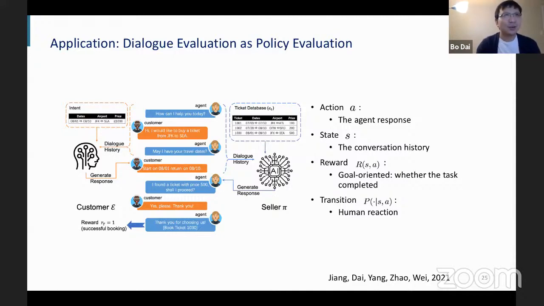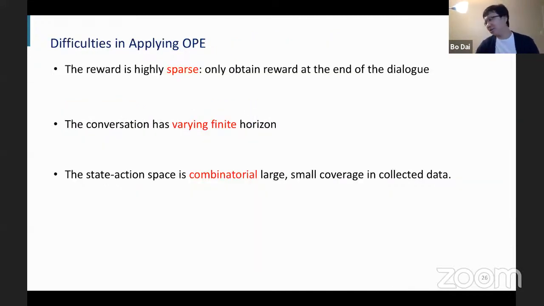Okay, so let's see why it's difficult. As I mentioned, in this setting the reward is super sparse, because you only obtain the reward at the end of the dialogue. During the whole procedure, you never have any guidance. Another difficulty is that conversations have a varying, finite horizon, which means you cannot directly use DICE or whatever algorithm for infinite horizon MDPs, because in this setting you don't know when it ends. It may end in 3 or 5 turns or even longer. So the data set is quite different.